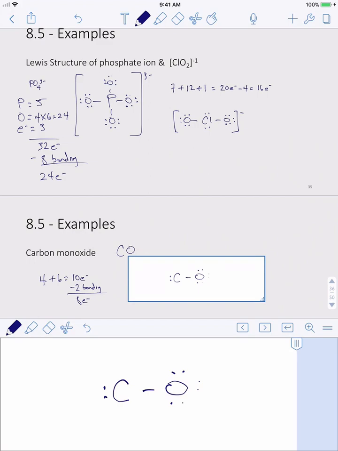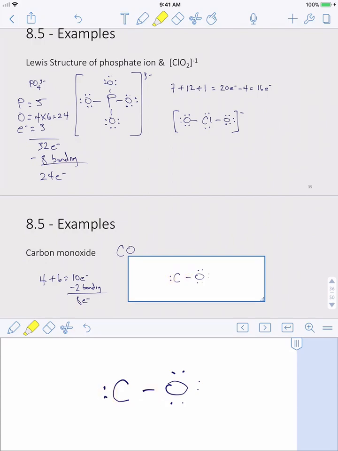Now we want to make sure that everything has an octet. So if we look at this molecule, again, we have 2, 4, 6, 8 for oxygen, so that works. But for carbon, we just have 2, 4, so that's not going to work.